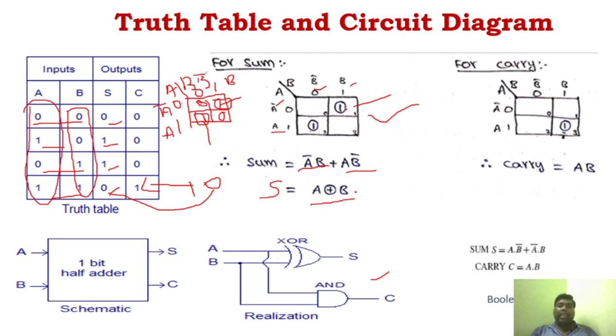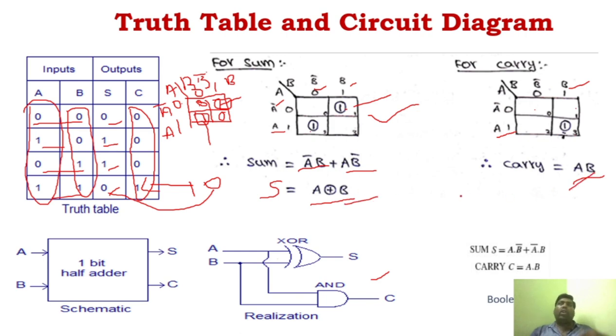And similarly, carry. You can see this is the carry output, where you will get output only here. Everything else is 0, only this part is 1. In the same K-map, everything will be 0, only here I will get 1. That is A into B. It's simple, an AND gate is enough. So now you can see this is an XOR gate and this is an AND gate, correct?